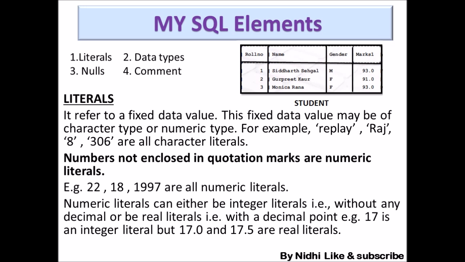Numeric literal means numerical values. So 22, 18, 19, 97 are examples of numeric literals. Numeric literals can be either integer literals, that means normal numbers without any decimal, or a real literal. Real literal means a number with a decimal. So in the example you can see that 17 is an integer literal and 17.0 is different from 17 because it is a real literal. 17.5 is also a real literal. So here you can see the examples on the slide.